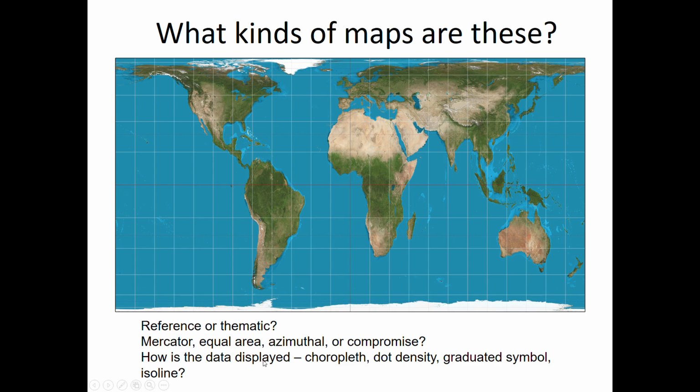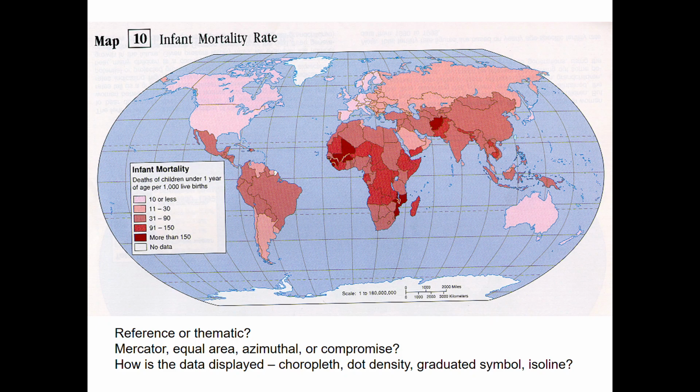And finally, how's the data displayed? None of these fit with this one. This is none of these types, so don't worry about that question. But that means that every map generally has at least two kinds of types. Reference or thematic, and then there's the projection, and then if you can figure it out, how the data is displayed. This is a choropleth map.